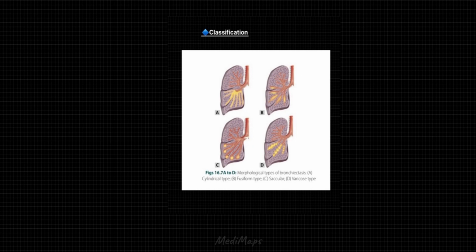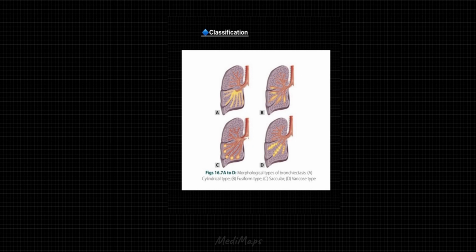Based on the shape of dilatation, bronchiectasis can be classified into 4 types. First one is called the cylindrical type of bronchiectasis. In case of the cylindrical type, the dilatations will be of uniform type. And then the second one is fusiform, which is characterized by fusiform dilatation. And the third one is saccular. In case of saccular, these dilated bronchi will end blindly in dilated sacs. And the fourth one is the varicose type of bronchiectasis. In case of the varicose type, they will have irregular dilatations.